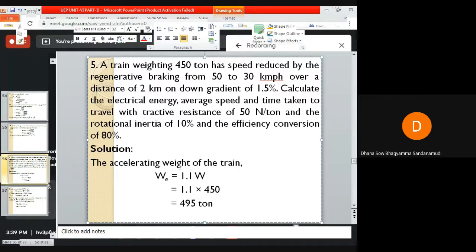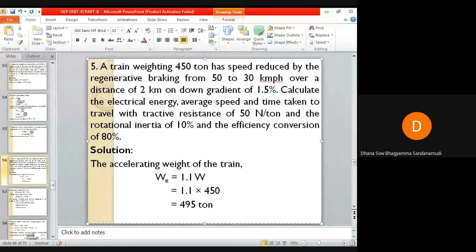So you can write down the given data and determine the accelerating weight. We = 1.1 W, where W is the dead weight and We is the accelerating weight. If you substitute, the dead weight is 450 tons, so multiplying by 1.1 you will get 495 tons. The accelerating weight is 495 tons. Okay, write it down. As soon as you complete, inform me.